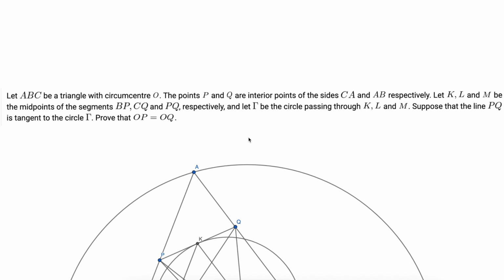This is a very nice geometry problem from the 2009 IMO, the International Math Olympiad. We have triangle ABC with circumcenter O, and then we construct points P and Q on the sides of CA and AB, and then we construct their midpoints, and then we construct a circle around these midpoints, and they tell us that PQ is tangent to the circle, and we have to prove that OP equals OQ. Go ahead and try this yourself and see what you come up with.